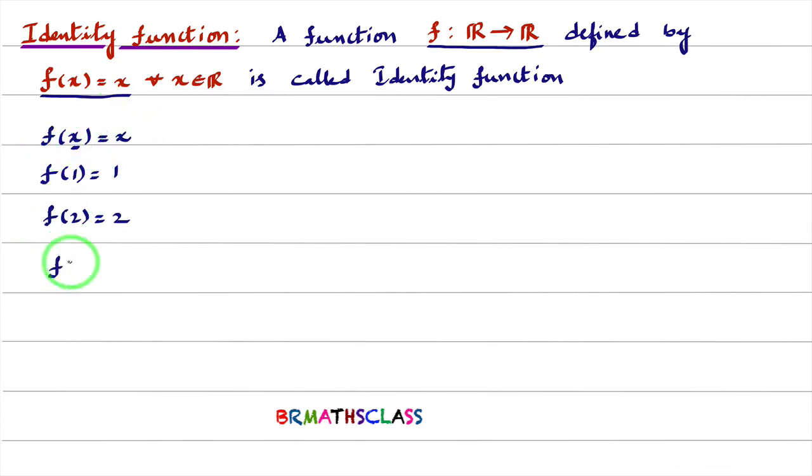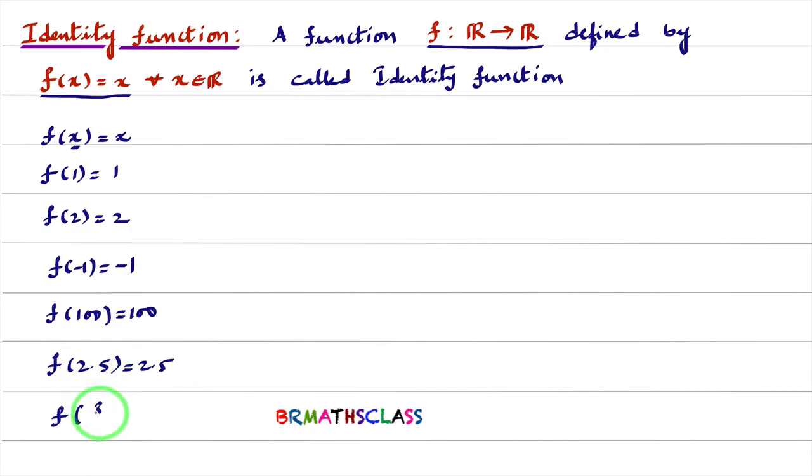For example, f of minus 1 is what? F of minus 1 is minus 1. F of 100 is what? F of 100 is 100. F of 2.5 is what? F of 2.5 is 2.5. F of 3 by 2 is what? F of 3 by 2 is 3 by 2. You take any real x. For any x belongs to R, f of x is defined as x.